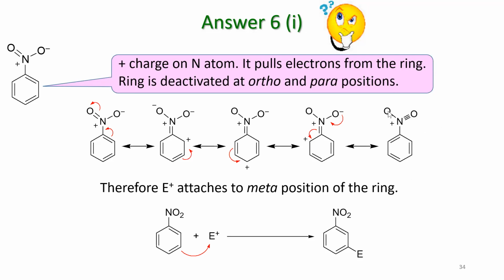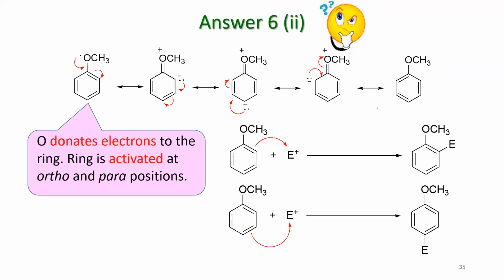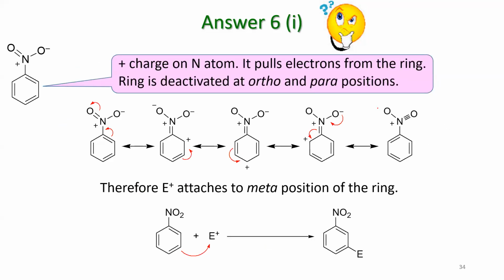I have made a mistake here, right? Minus charge on oxygen and a double bond here, right? So it has to be like this, minus, triple bond here, double bond here, right? Okay, so good for pointing it out.